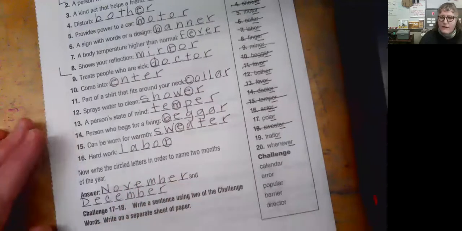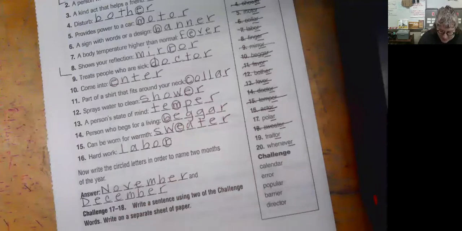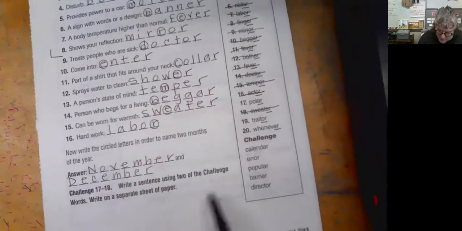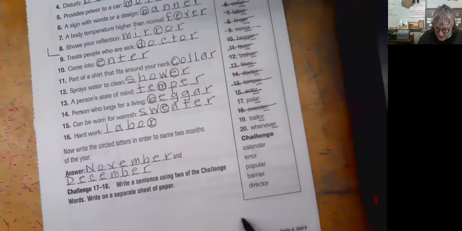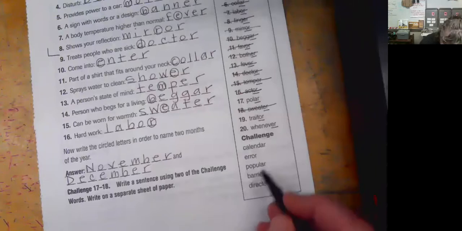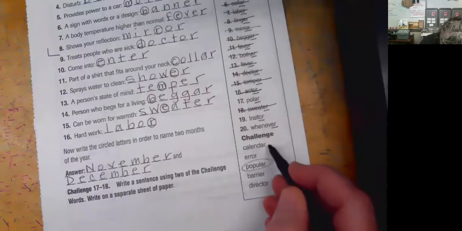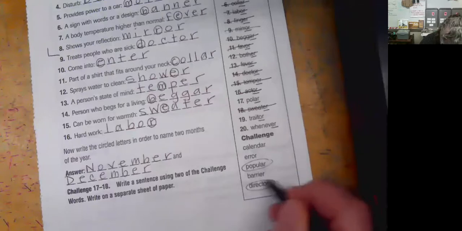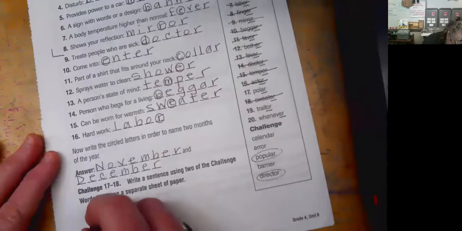That was kind of fun, solving a riddle. Write a sentence using 2 of the challenge words. Oh, we only have to write 1 sentence. That's easy. Well, maybe it won't be. Let's see. Here are our words: calendar, error, popular, barrier, director. So let's use popular, director.